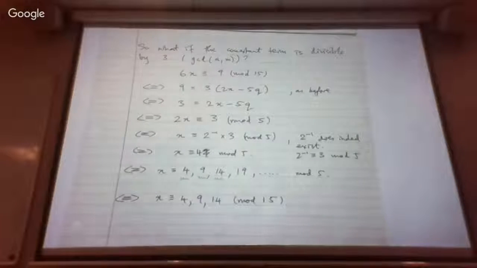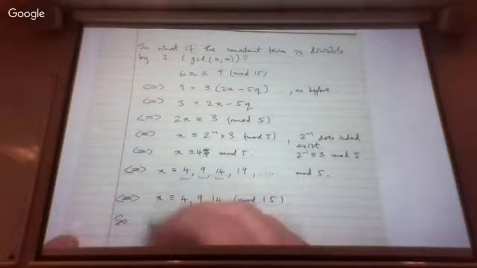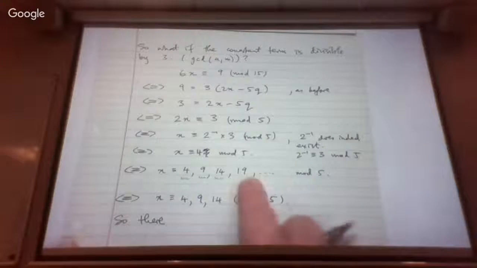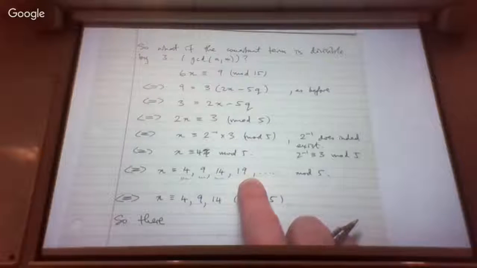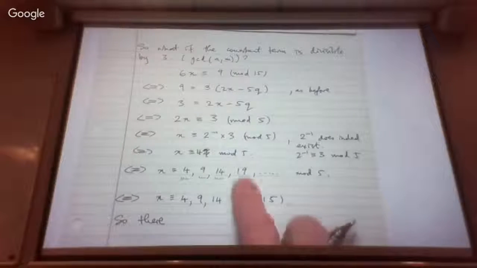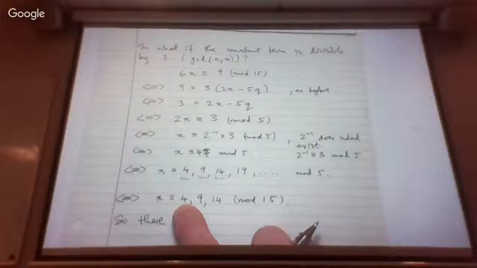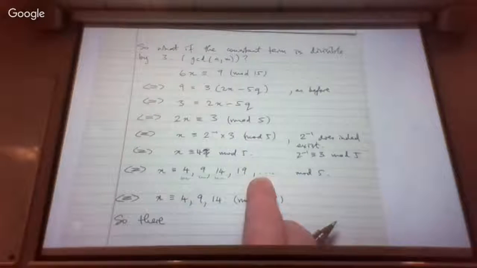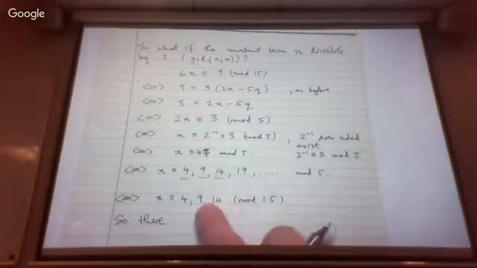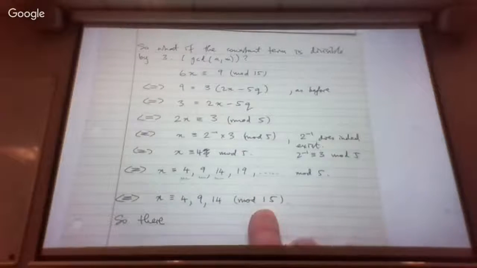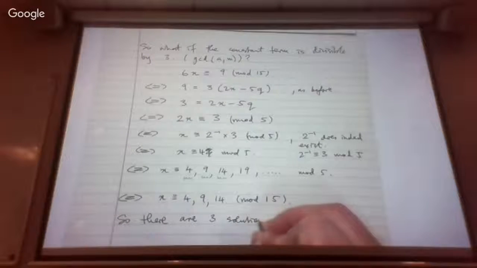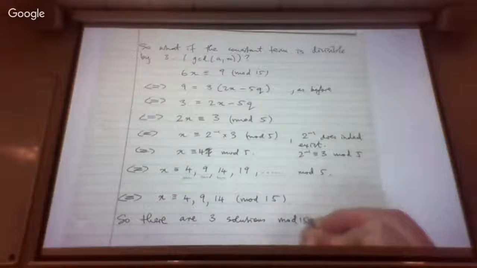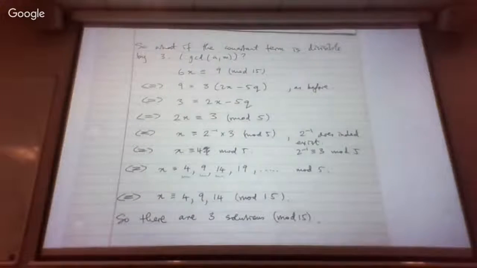So what we found here is 3 different solutions. I won't list 19 again as a fourth solution. Why not? It's the same as this solution there. Yeah, 19 is congruent to 4. And I won't list the next one after 19, 24, because that's congruent to 9. So these are all of the solutions modulo 15. So there are 3 solutions to the original problem.